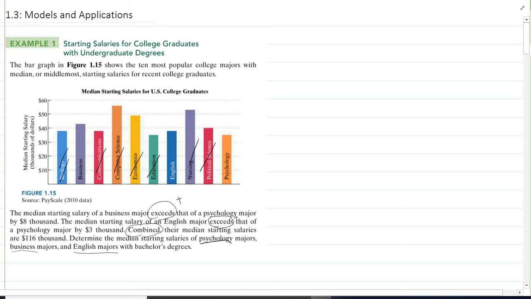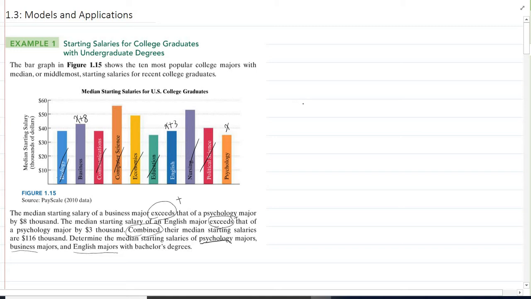So let's go ahead and set this up. From the sentence, compared to psychology majors, we're going to set this X as the salary for psychology major. And then we can write the business major as X plus 8. Then the English major exceeds by 3,000, so that will be X plus 3. Okay, so that is how we set it up first.